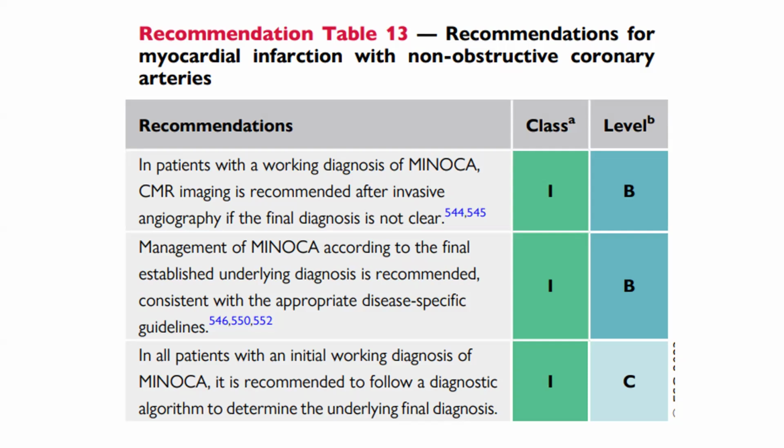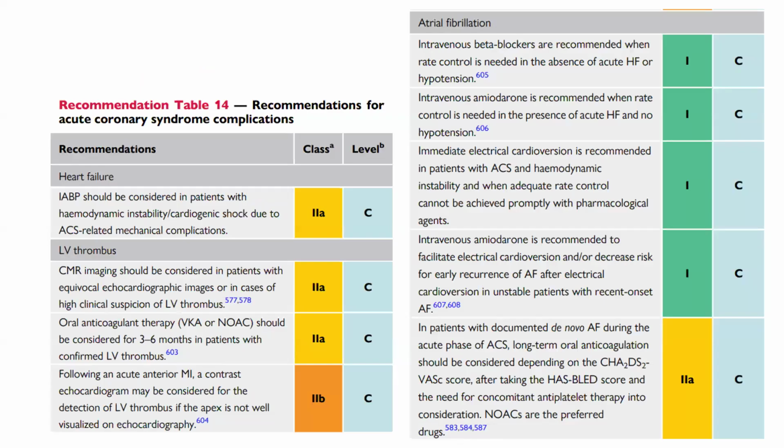the underlying final diagnosis. With respect to complications, an intra-aortic balloon pump should be considered in patients with hemodynamic instability or cardiogenic shock due to ACS-related mechanical complications. It's a 2A. Cardiac MRI imaging should be considered in patients with equivocal echocardiographic images or in cases of high clinical suspicion of LV thrombus.